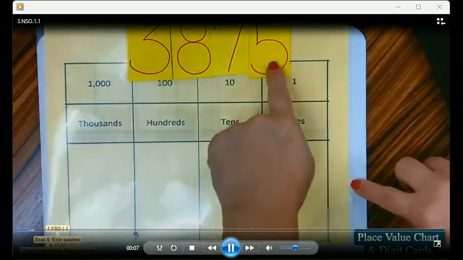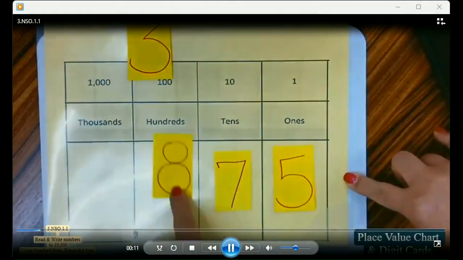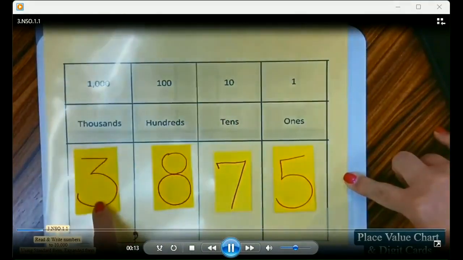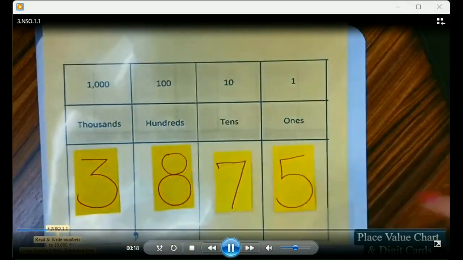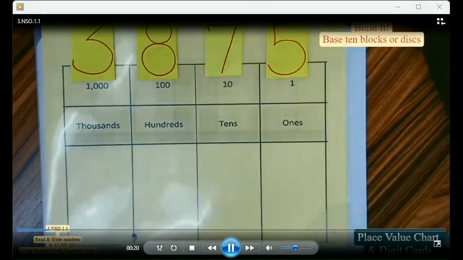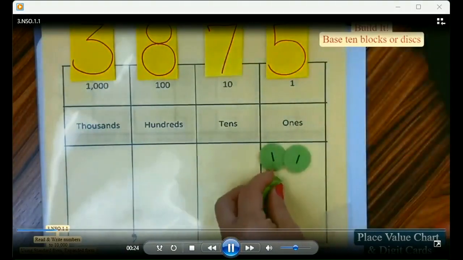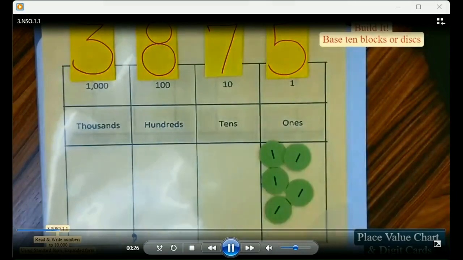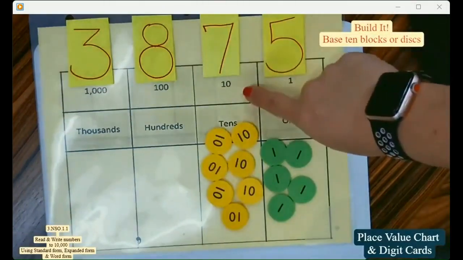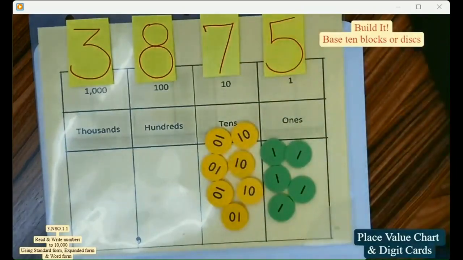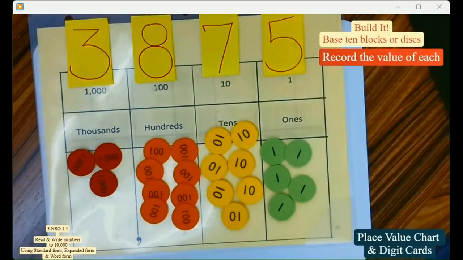To start, give students a place value chart as well as digit cards so that they reinforce that each digit belongs to a certain place value. Then have students build it using either base 10 blocks or place value discs. In this instance, we have 5 ones, 7 tens, 8 hundreds, and 3 thousands.